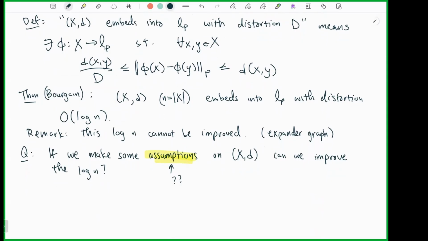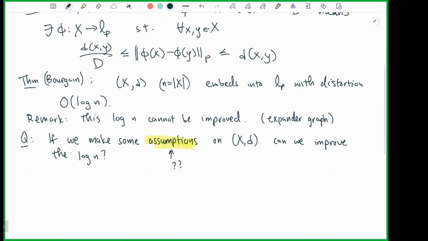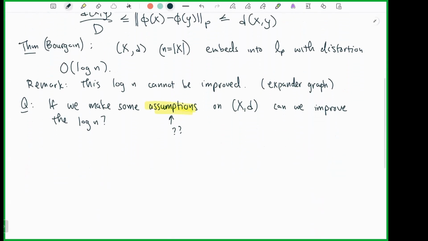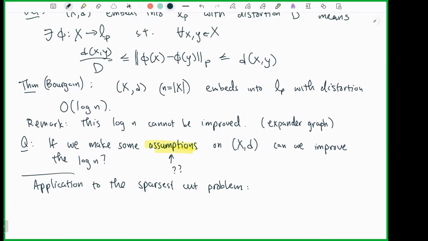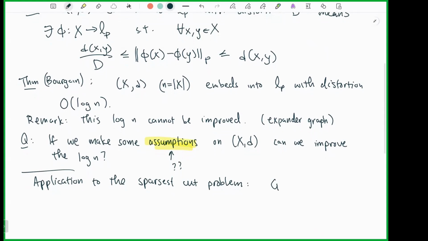Yeah, so to explain what kind of assumptions we make, let's talk a little bit about the sparsest cut problem. Are there any questions at any point? Stop me at any point if there are any questions. Yeah, so the sparsest cut problem is a problem from graph theory.